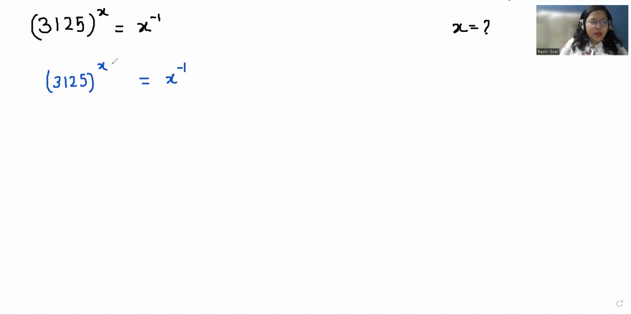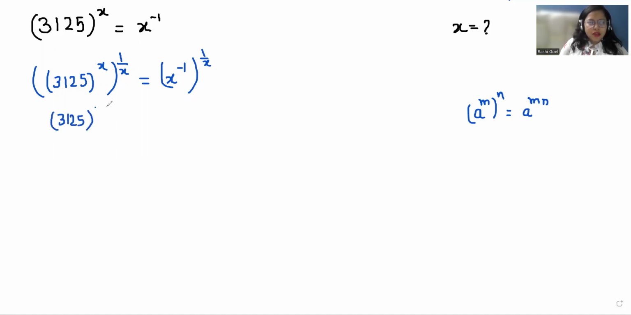Now I'm going to raise both sides to the power 1 by x. According to the exponent rule, a power m power n is equal to a power mn. So we can write this as 3125 whole power x times 1 by x. So we can eliminate x by x, so 3125 power 1 only.